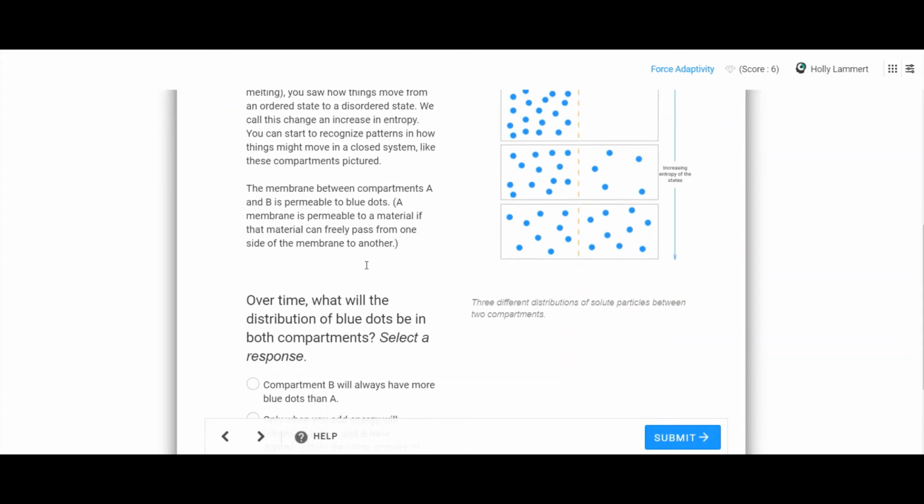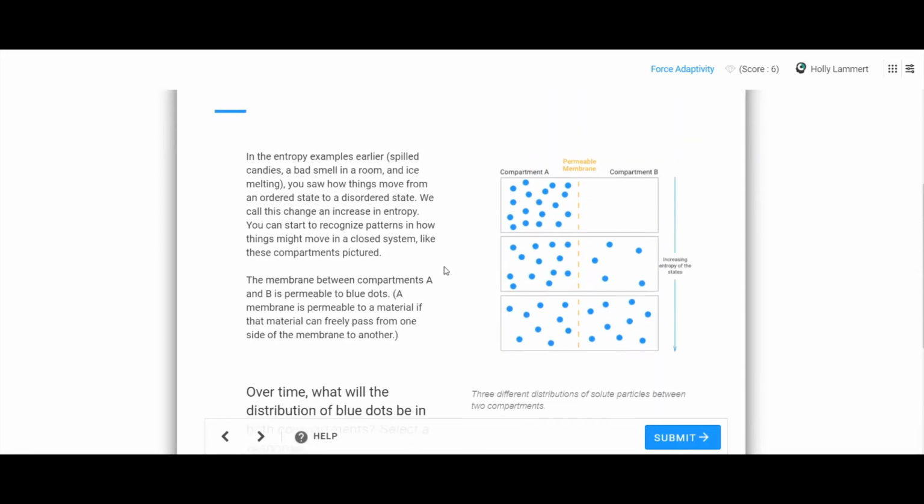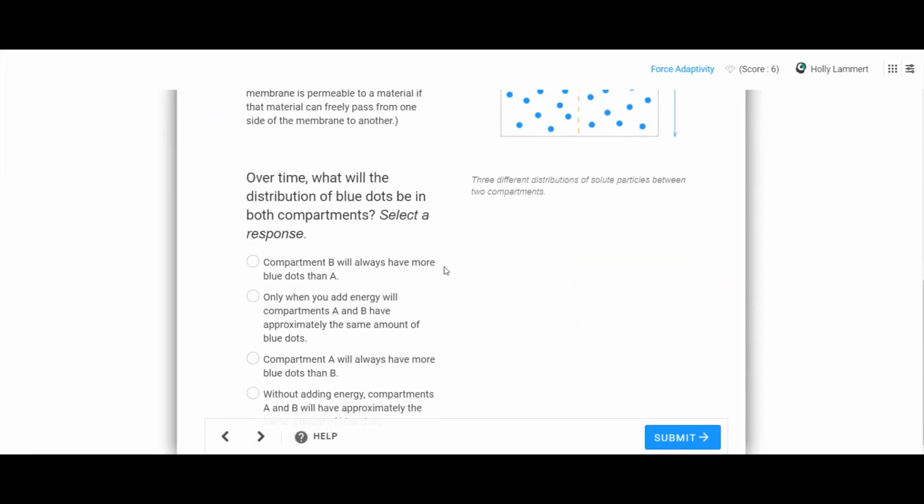So compartment A is on the left, compartment B is on the right. Let's see. Compartment B will always have more dots than A. Not necessarily, right? They're trying to move towards equilibrium, where there's even numbers on both sides. Compartment A will always have more dots. Nope. Without adding energy, compartment A or B will have approximately the same amount of blue dots. So eventually they're going to move towards being equal.